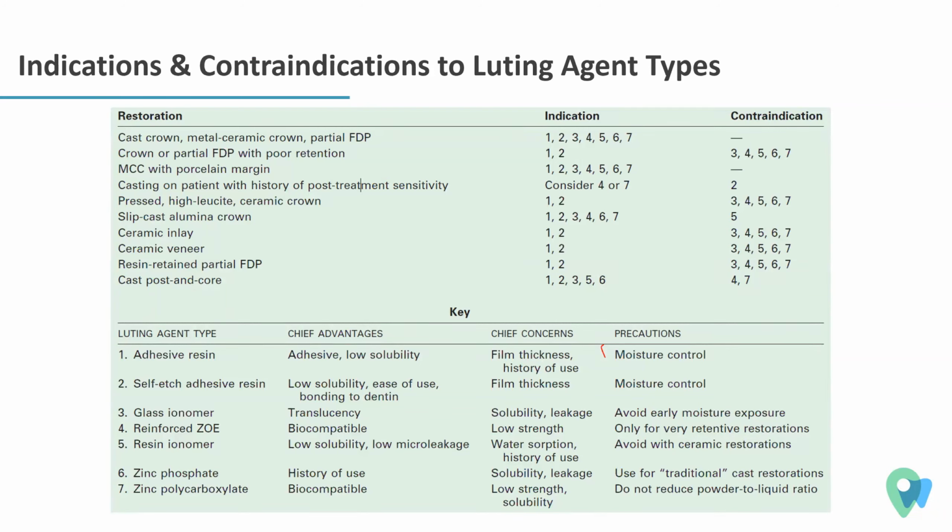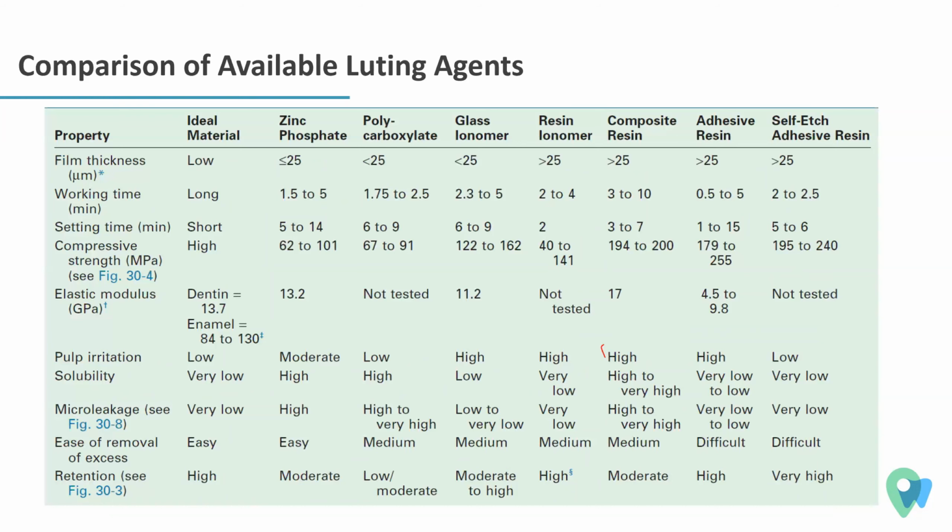The following reference table provides details on the indications and contraindications of luting agent types. As you can see, with different types of restoration, we can reference the indicated and contraindicated luting agents with each related chief advantages, chief concerns, and different precautions to take, which should help us decide the best luting agent to be used. Another reference table shows the mechanical properties of each type of luting agent.